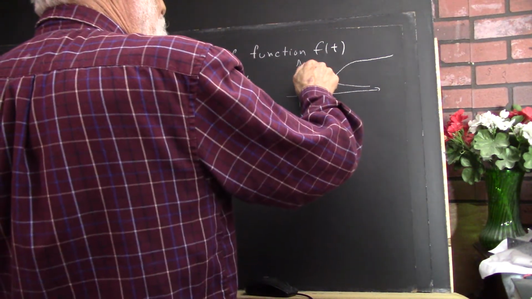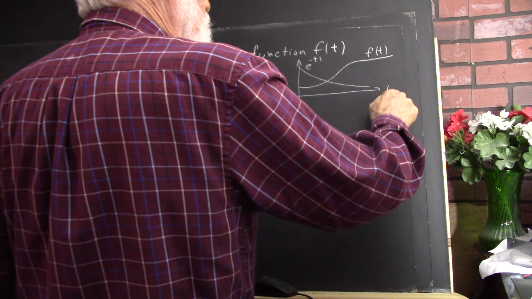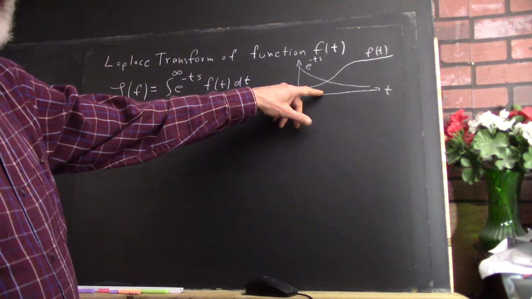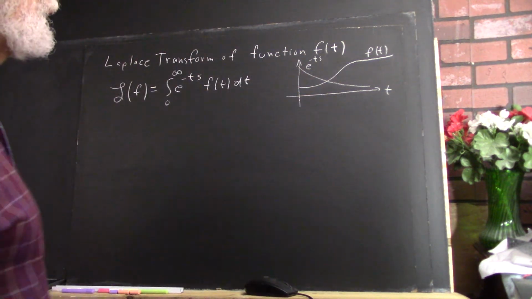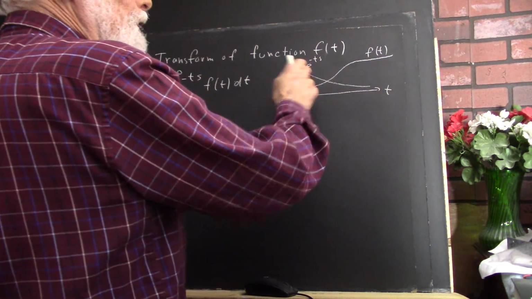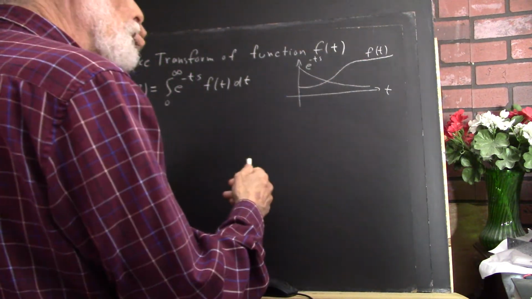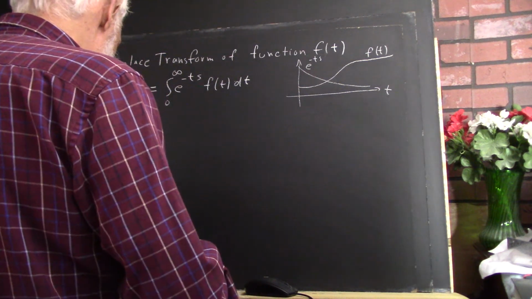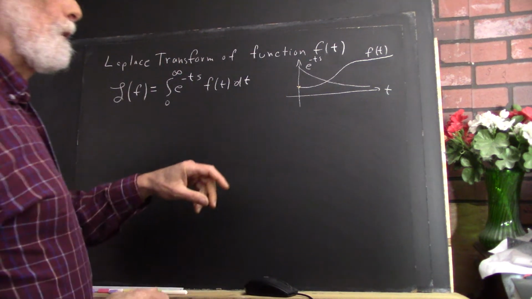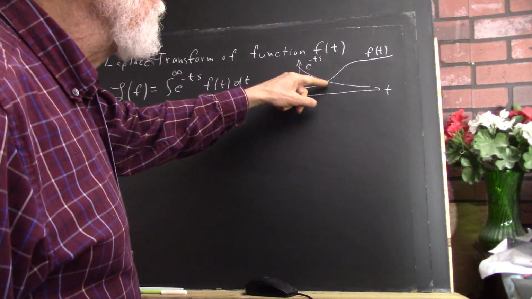So here's your e to the negative ts. Here's your f of t. If you multiply this function by this function, when t equals 0, the exponent is 0, so e to the negative ts is 1. So the product of these two is just equal to f of t.